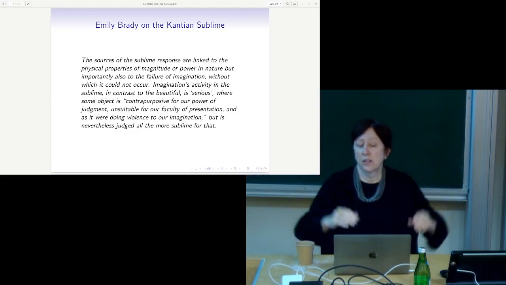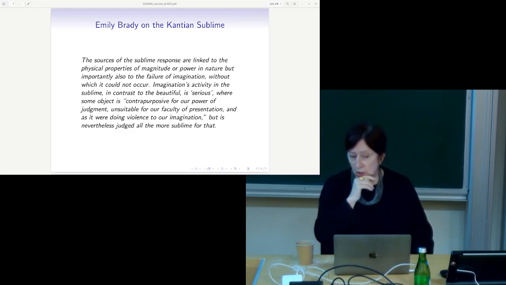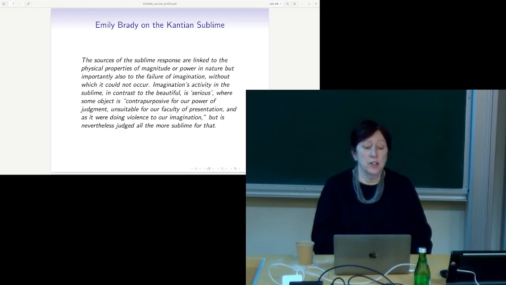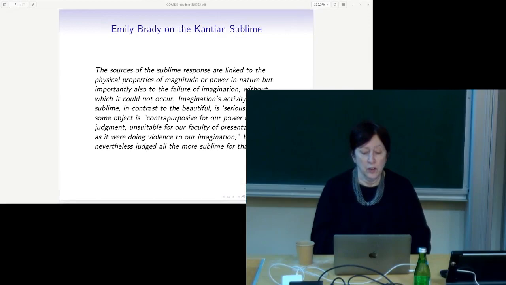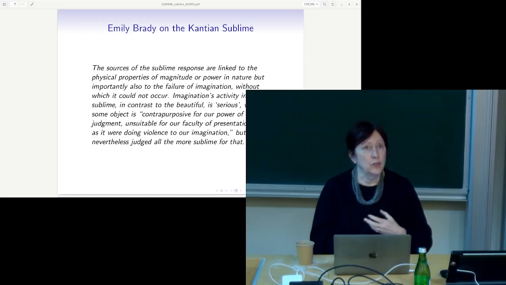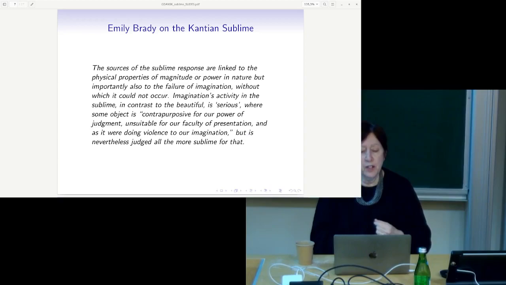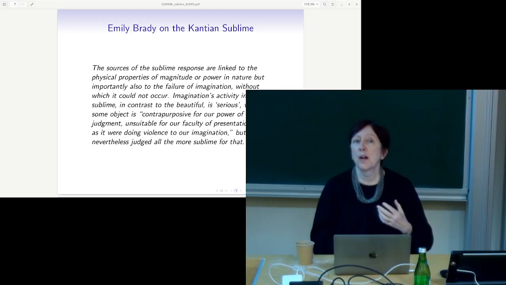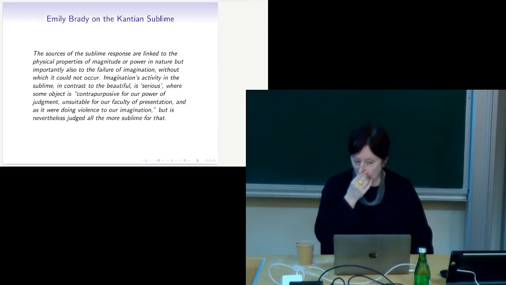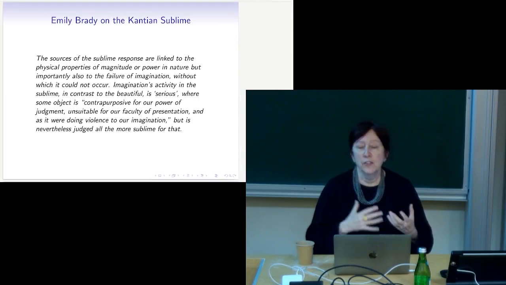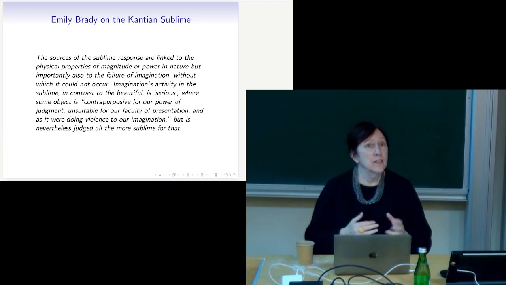Emily Brady, who has written two books on the sublime and is an environmental aesthetician, describes it as follows. The sources of the sublime response are linked to the physical properties of magnitude or power in nature, but importantly also to the failure of imagination, without which it could not occur. As Kant describes it, the sublime scene is contra-purposive for our power of judgment, unsuitable for our faculty of presentation, and as it were, doing violence to the imagination. But it's nevertheless judged to be all the more sublime for that. So the more terrifying, the more intense the experience, the more sublime. Another phrase Kant used was astonishment bordering on terror. So there's anxiety bordering on fear, but also somehow pleasure. This is an aesthetic category.